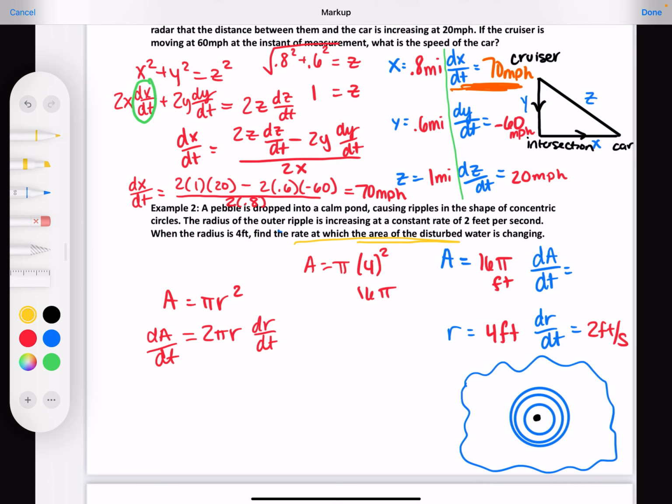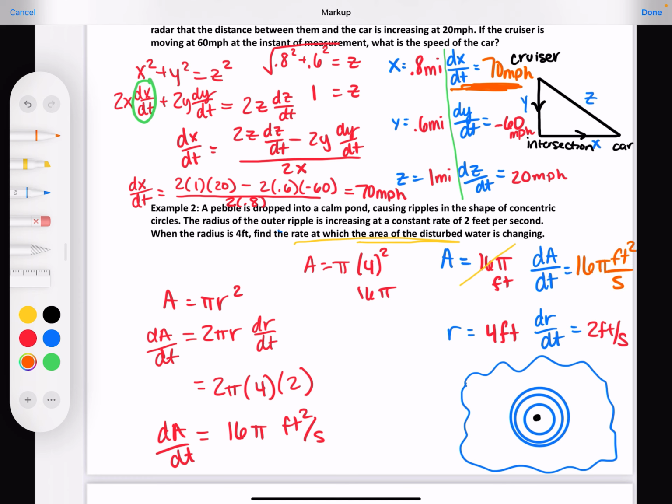So 2 times pi times r, which is 4, and then dr/dt is 2, so this is just 16. So 16 pi feet squared per second is dA/dt. So that one happened to be the same value, but that won't always occur.